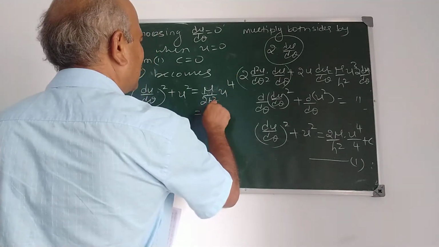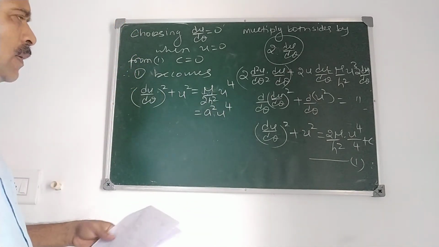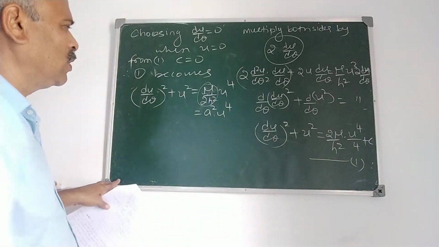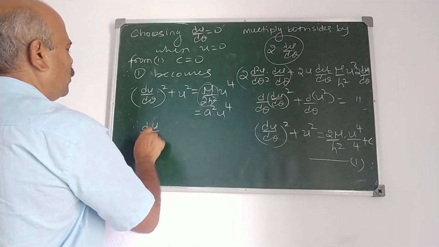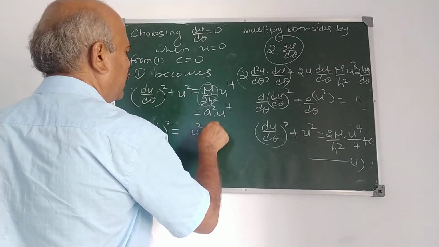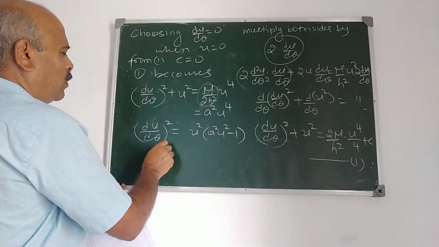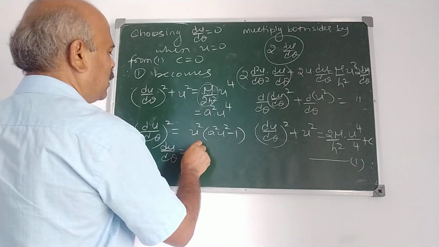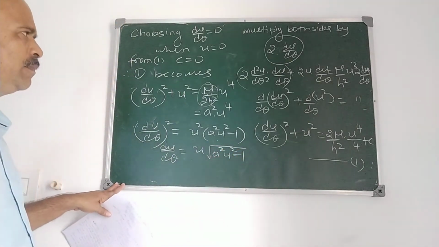Now we take mu by 2h square as a square, because it is a constant. Take that as a square. Therefore, (du by d theta) whole square is equal to u square into (a square u square minus 1), by transposing and taking common. Therefore, du by d theta is u root of a square u square minus 1, taking the positive root.